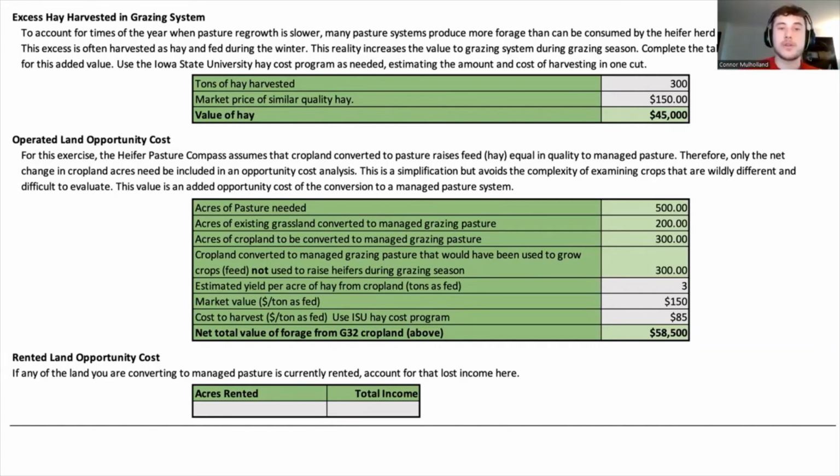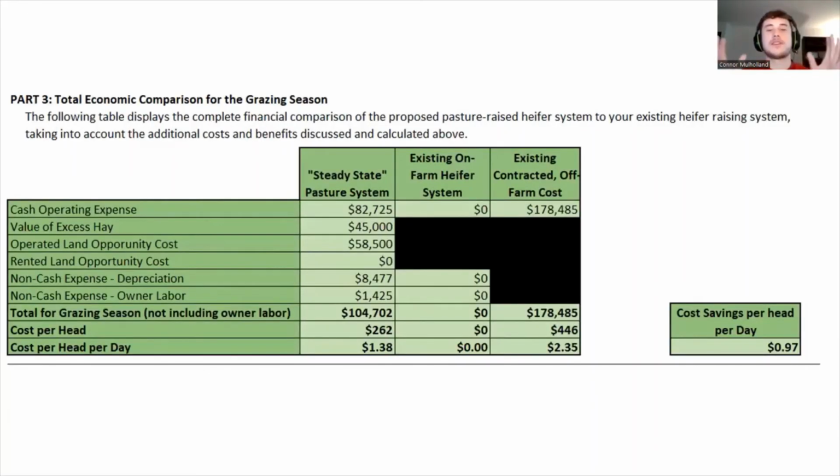This would be if you own the land and you were previously renting it out, then we would want to account for that too. In this case, they were actually renting the land themselves, so they didn't have any lost rental income. So now we have cash, opportunity costs, and depreciation, and we can make the total economic comparison.